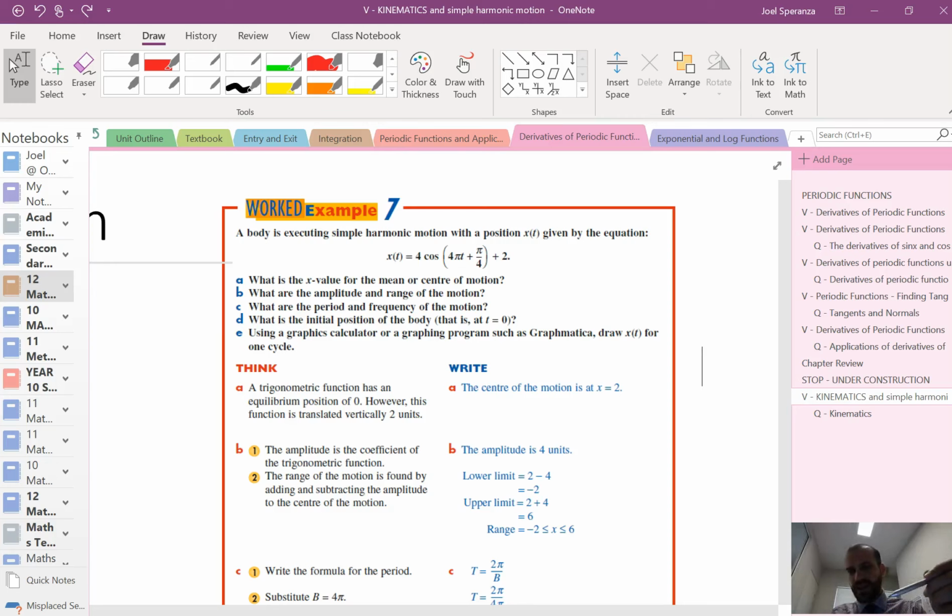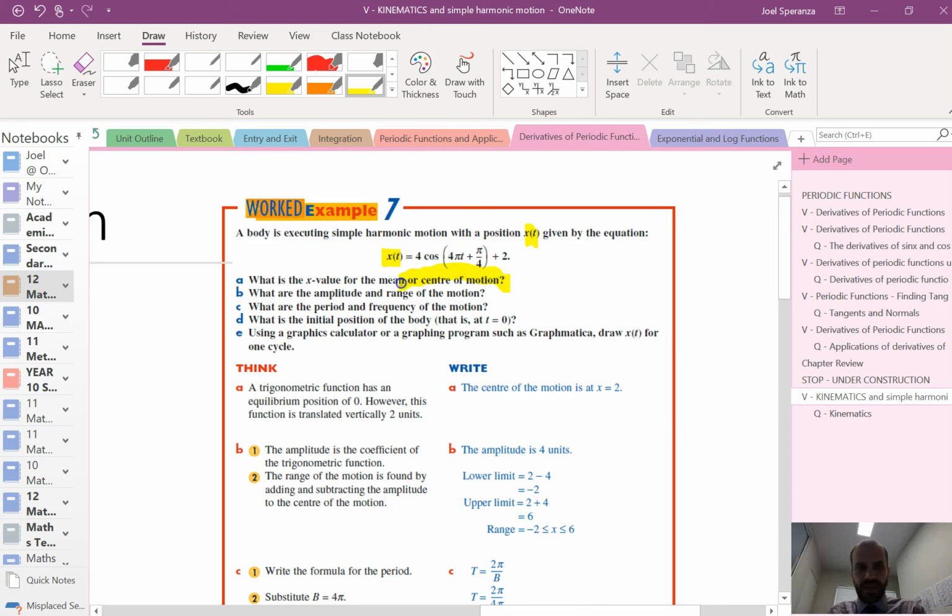All right, so here's an example of kinematics. A body is executing simple harmonic motion with a position. So here's our displacement function, given by the equation: 4 cos(4πt + π/4) + 2. So questions one by one.